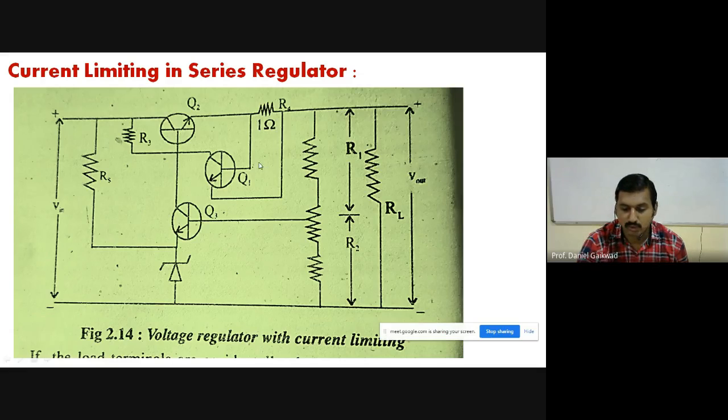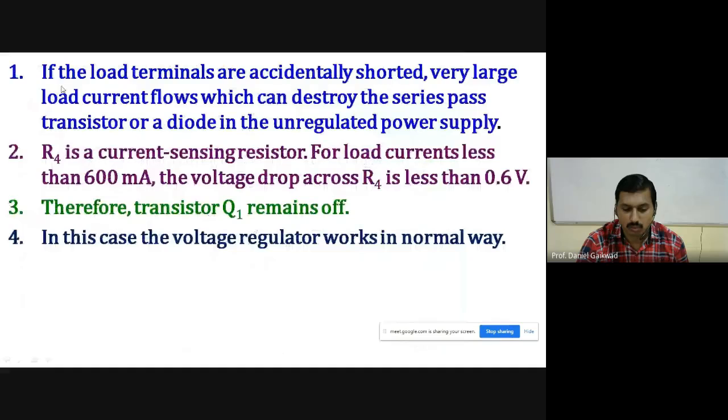Okay, so what is the working here? Check carefully. One by one we will understand the concept. The first point is: if the load terminals are accidentally shorted, meaning the output terminals are shorted, a very large load current flows which can destroy the series pass transistor or the diodes in the unregulated power supply. So if a large current flows when we short the output of the power supply, it can damage the series transistor as well as the diodes of the unregulated power supply, either a full wave rectifier or bridge rectifier. The diodes may get damaged because of excess current.